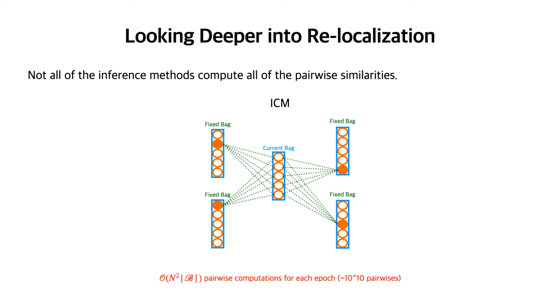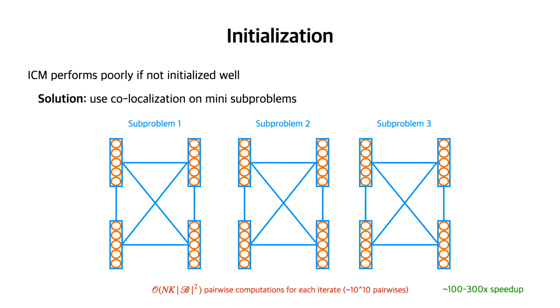Unfortunately, it is known that ICM is prone to local optimum and its performance is highly dependent on the quality of the initial labels. To provide a high-quality initialization to ICM, we use a simple approach in which the positive images are divided into multiple smaller subproblems, and the relocalization step is done over each subproblem independently using an efficient linear programming approach. This method is computationally efficient since we do not need to compute the pairwise similarities between subproblems.